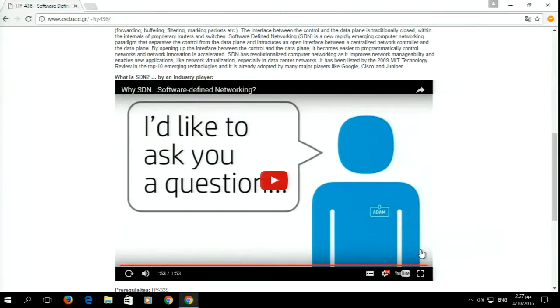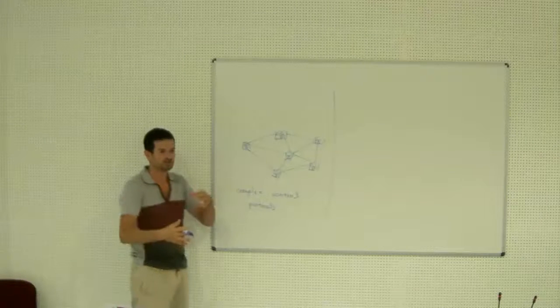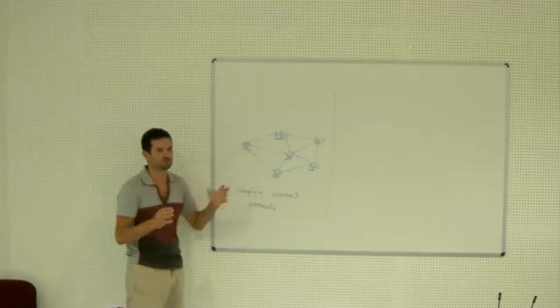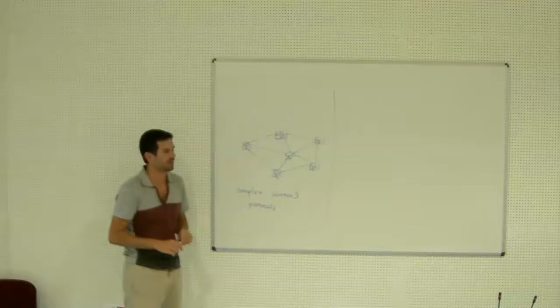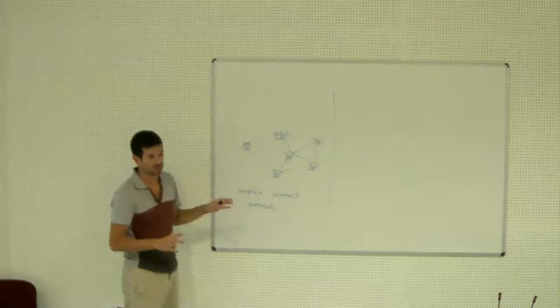Okay, now from this picture that we have here, one of the key things to remember is that we have complex control protocols. We have protocols that in a distributed fashion try to coordinate, exchange messages, and compute the best paths in the network. That's the most basic function, routing. And this happens in a distributed manner, and this is complex.